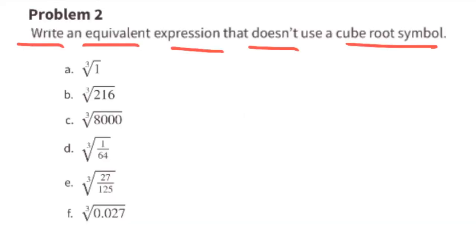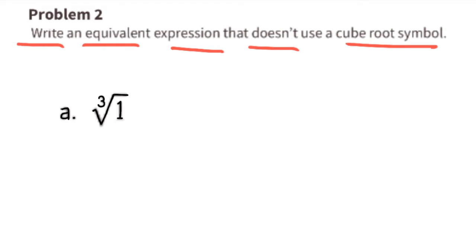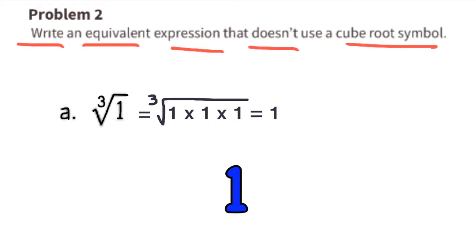Problem number 2. Write an equivalent expression that doesn't use a cube root symbol. A. The cube root of 1. That's asking what number times itself 3 different times equals 1. Well, we know that 1 times 1 times 1 equals 1. So the expression that we can use is 1.